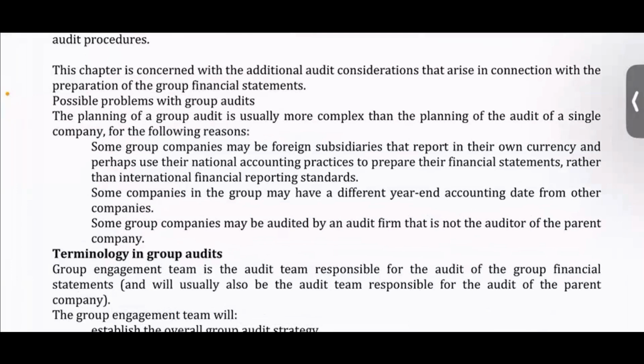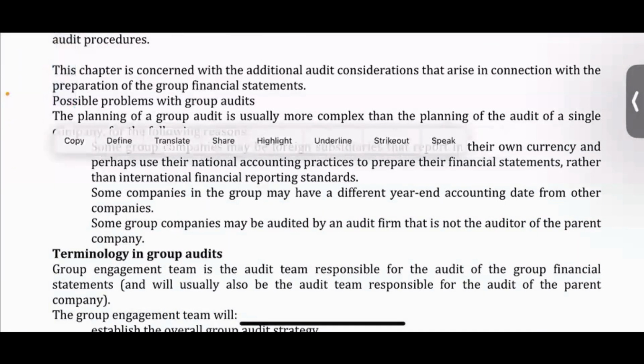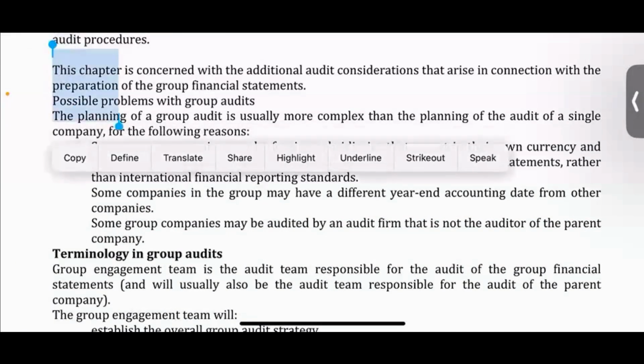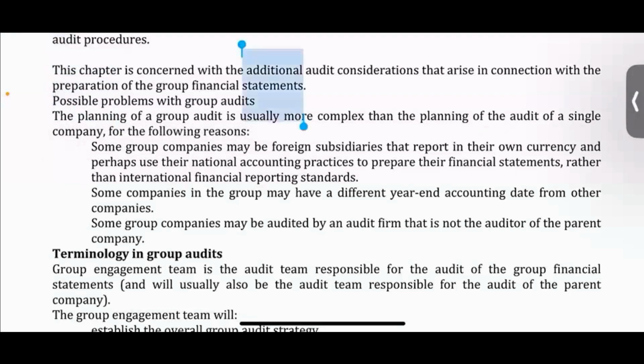Now, the first subtopic we'll be treating is the possible problems that can arise under a group audit. Think about it: you have to audit a whole group, right? What are the possible problems that you will encounter?